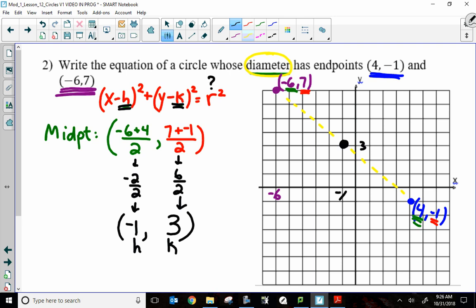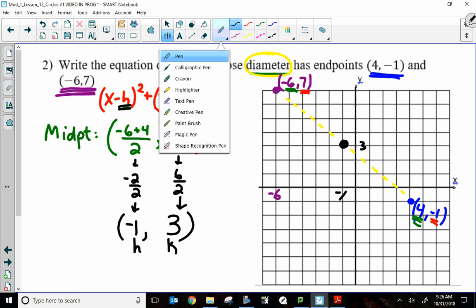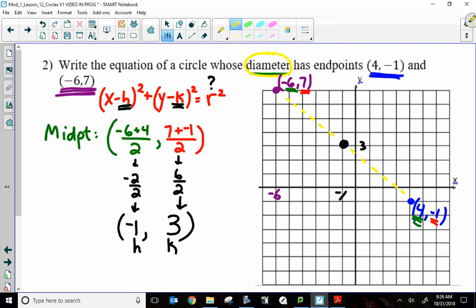The radius is the distance. Okay, let's go to the green. The distance from the center of the circle to the outside edge. So if I could find that distance, I could find my radius. And then whatever that is, I square it, right?